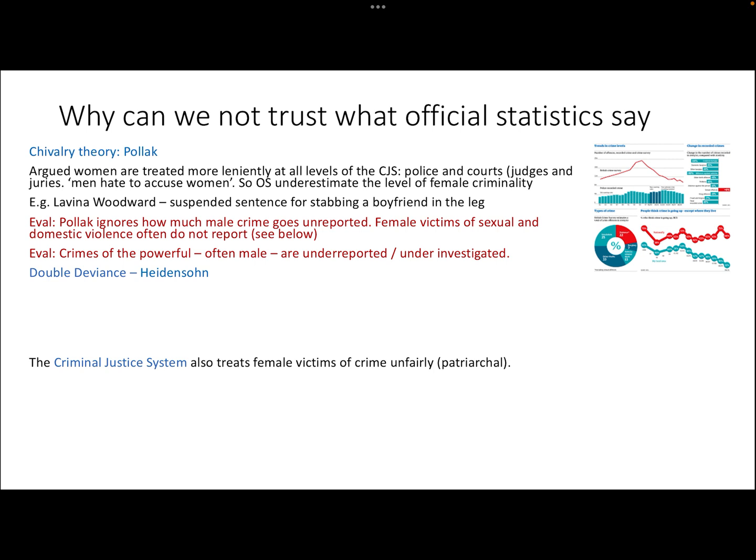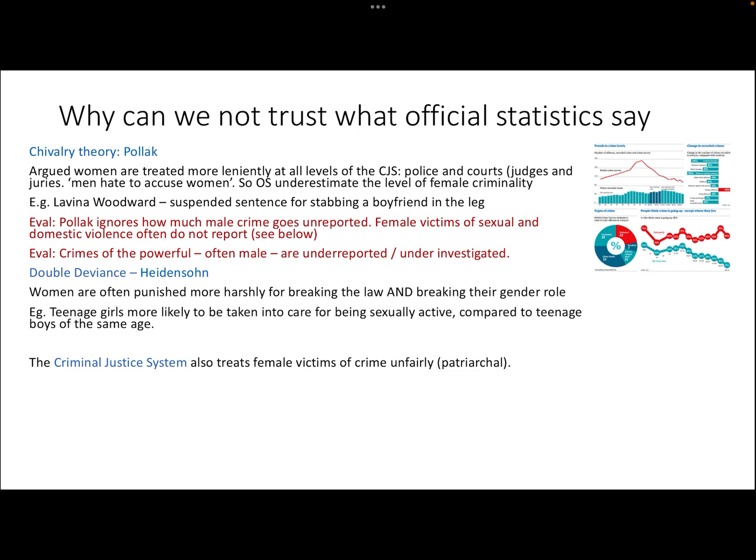Now, Heidensohn really challenges Pollak's idea of the criminal justice system, and she really says, look, actually, women are punished way more harshly in the criminal justice system, and she said it's because of double deviance. This is because they've broken both the law and they've broken their gender role. So she feels that women are sentenced much more harshly if they break their gender role and break the law. An example of that, teenage girls, for example, are much more likely to be put into care for being sexually active when compared to teenage boys of the same age. Now, that's not necessarily a crime, but it could be argued that teenage girls are seen as more deviant. They suffer double deviance, whereas boys aren't taken into care if they're sexually active at the same age.